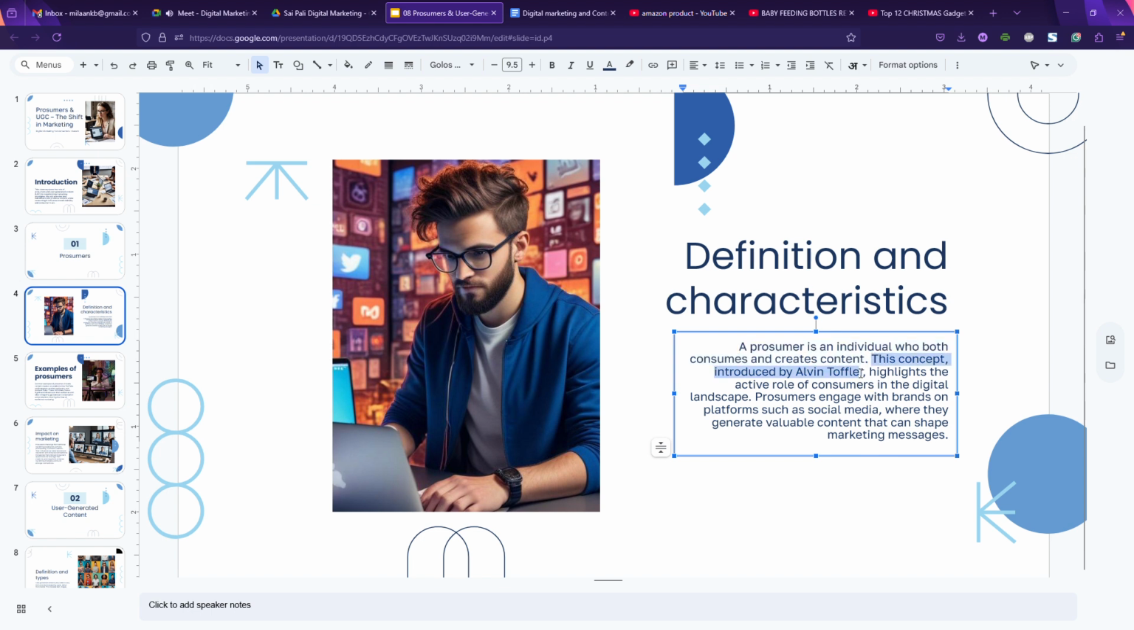This concept was introduced by Alvin Toffler. Alvin Toffler is the one who introduced the concept and started using the word prosumer. It highlights the active role of consumers in the digital landscape. Prosumers engage with brands on platforms such as social media, where they generate valuable content that can shape marketing messages. So you will see TikTok videos and Instagram reels where they are talking about different products, clothes, maybe shoes, different brands.